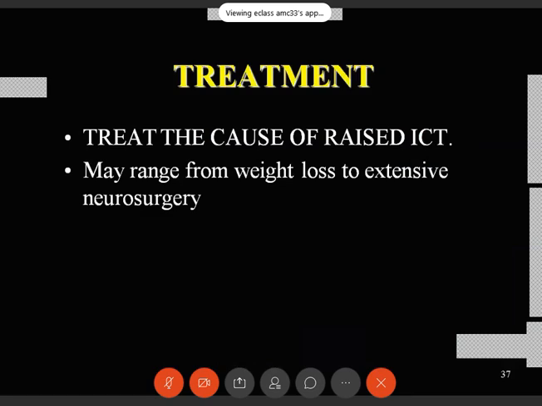Treatment: treat the cause of the raised intracranial tension, which ranges from weight loss to extensive neurosurgery. The treatment should address the cause. If the papilledema is due to meningitis, treat the meningitis. If it is due to tumors, treat by removing the tumors.